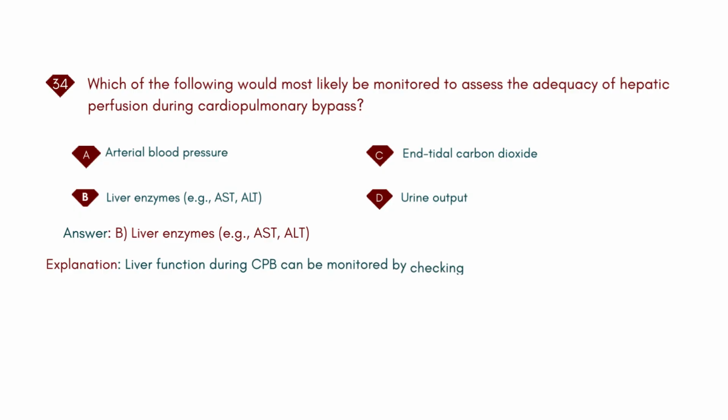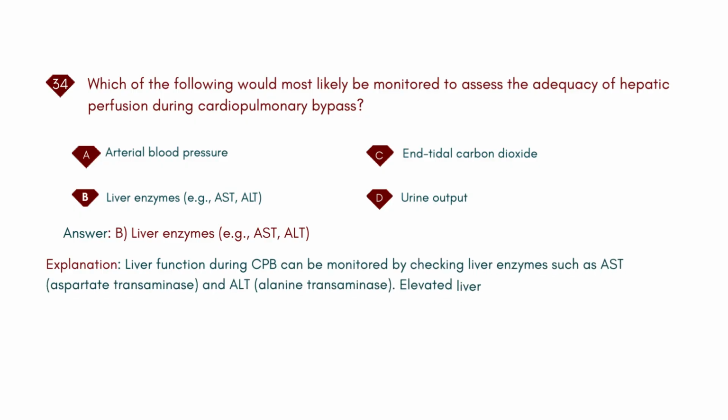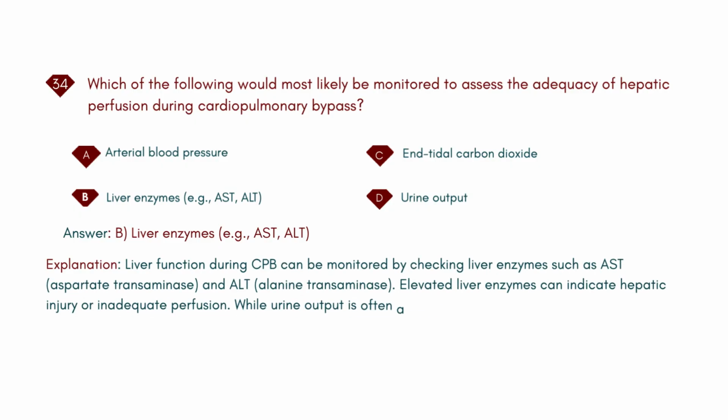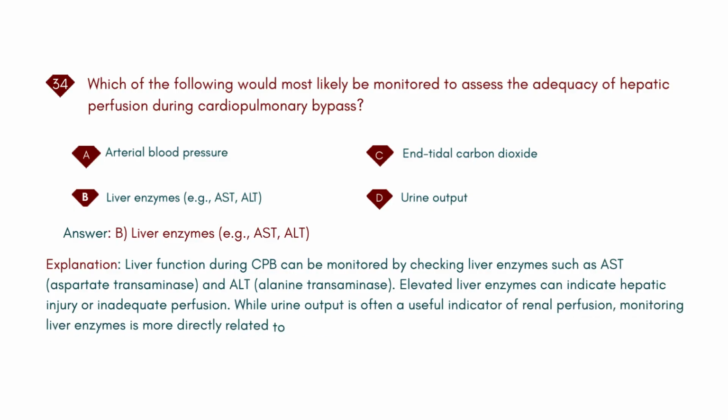Explanation: liver function during CPB can be monitored by checking liver enzymes such as AST, aspartate transaminase, and ALT, alanine transaminase. Elevated liver enzymes can indicate hepatic injury or inadequate perfusion. While urine output is often a useful indicator of renal perfusion, monitoring liver enzymes is more directly related to hepatic perfusion. What is the purpose of using a centrifugal pump in cardiopulmonary bypass?